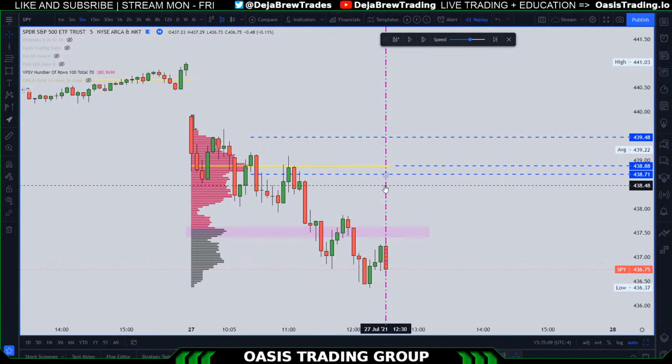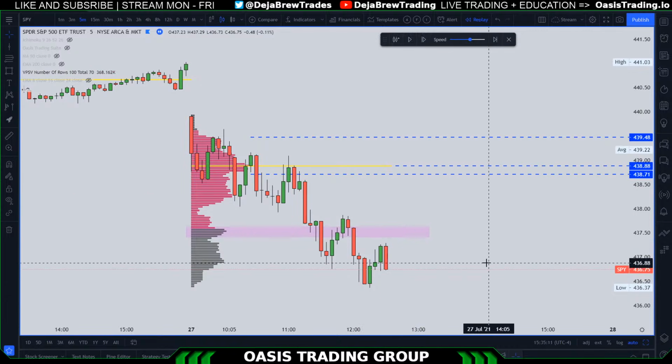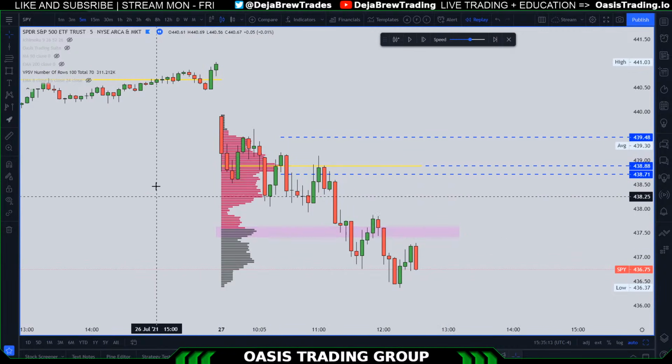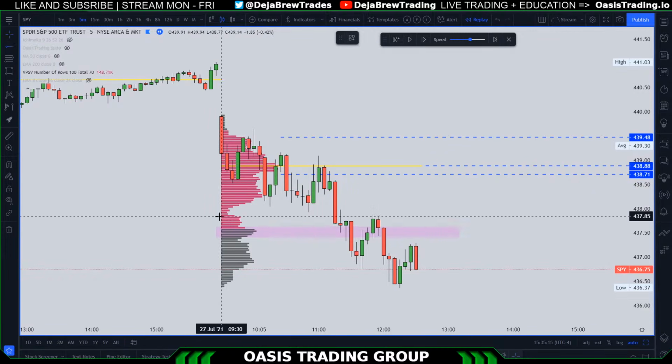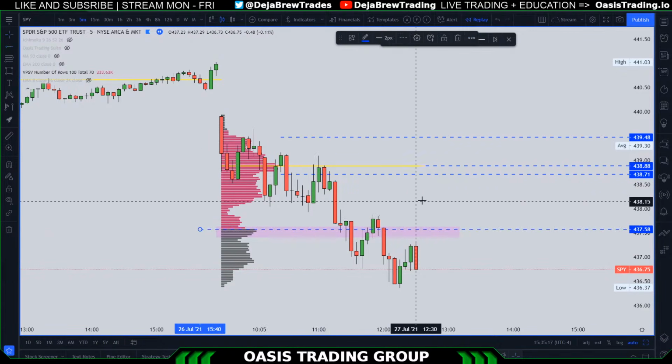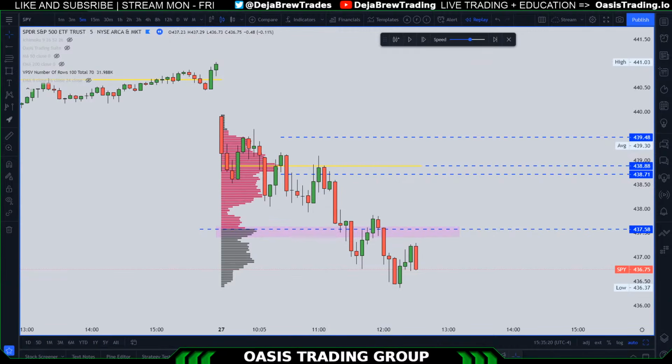All right, so now we're at 12:30. So now let's take a look at our profile. What's going on here? So now the value area low has shifted again. So this was, where's my arrow? Right here. So this was our value area low. Now our value area low is way down here.